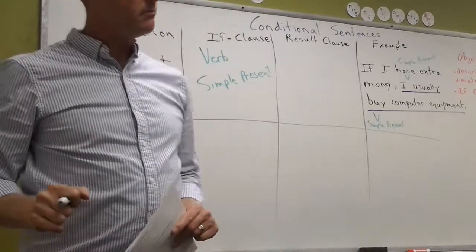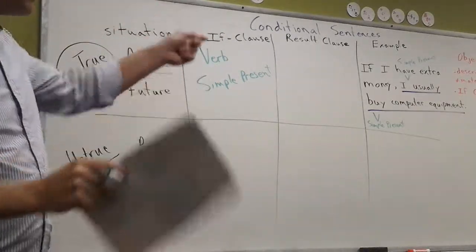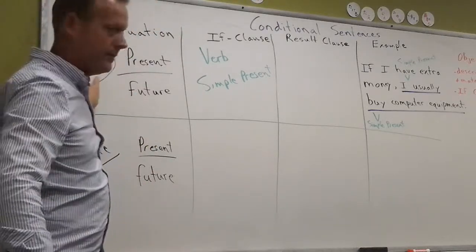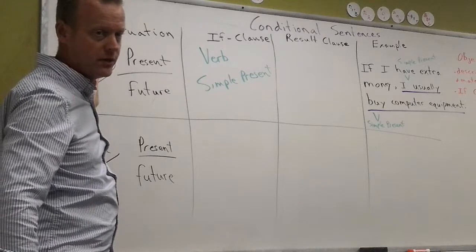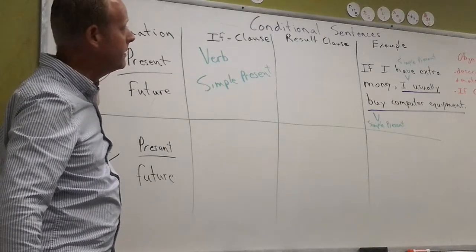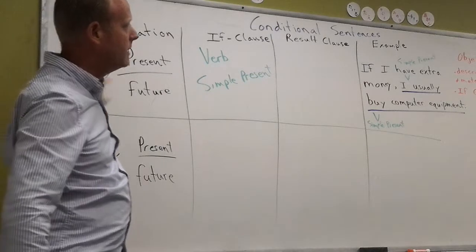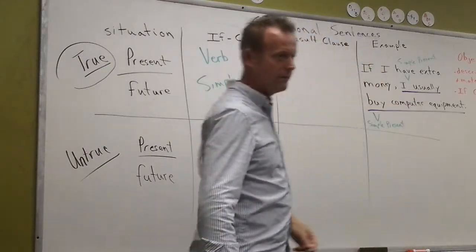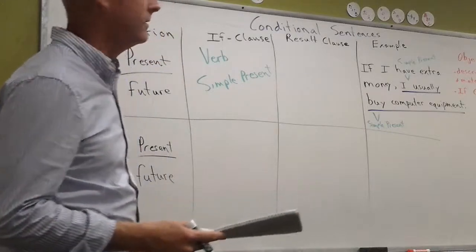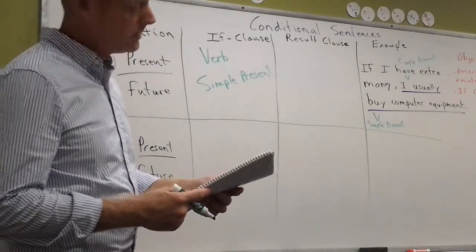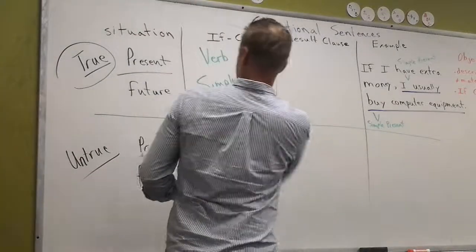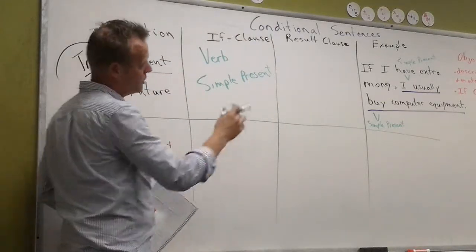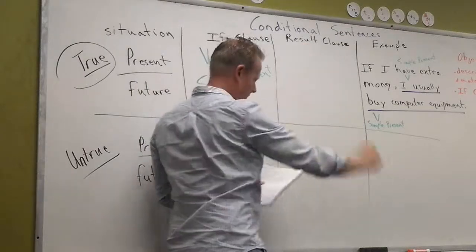Yeah. It is. So immediately I have an if clause, I have simple present, I automatically know that the intention of the situation is to be true. Right? If I have extra money, what do I usually do? I buy computer equipment. Okay? Now before we jump on this being a true present future situation, let's check. How about the result clause?